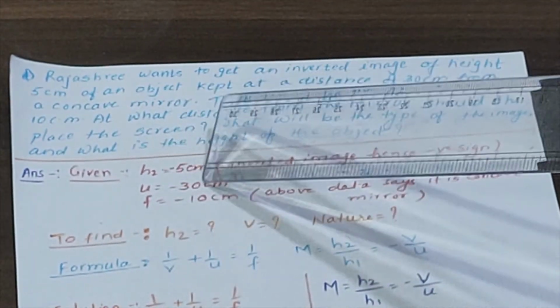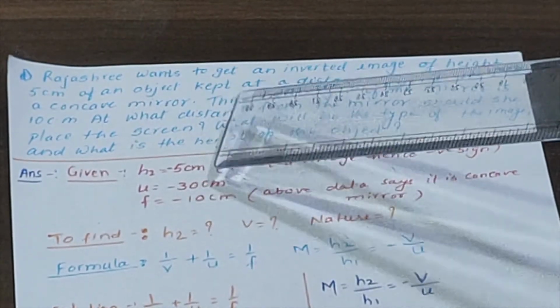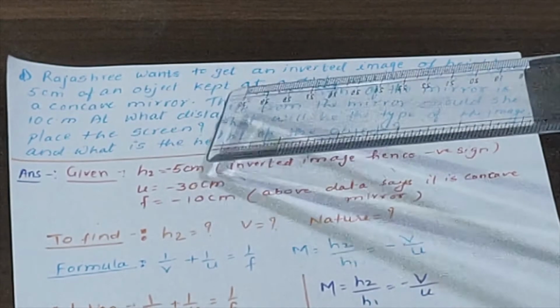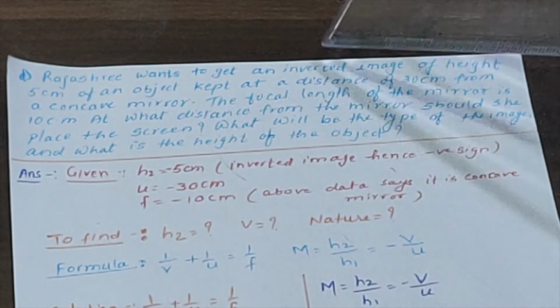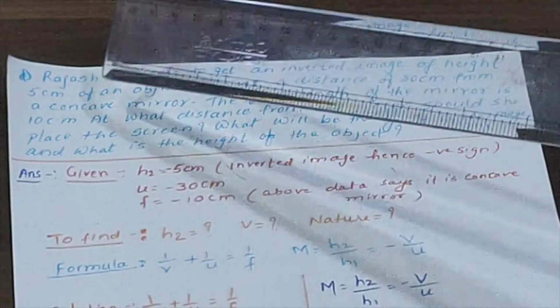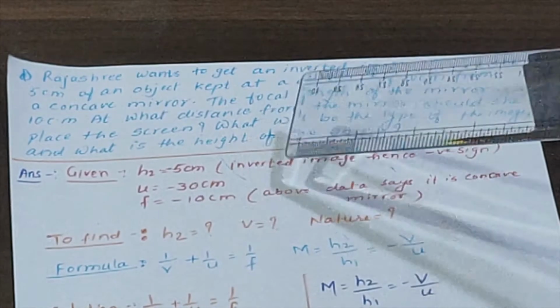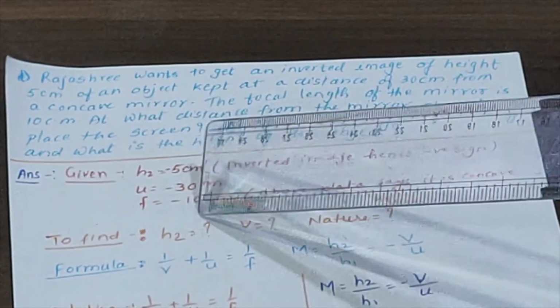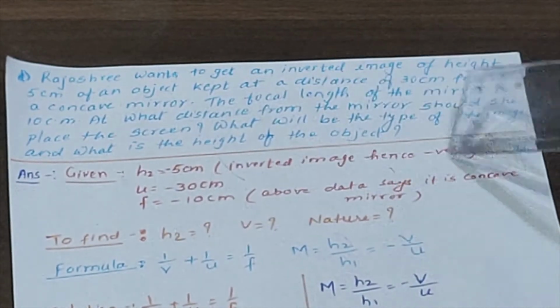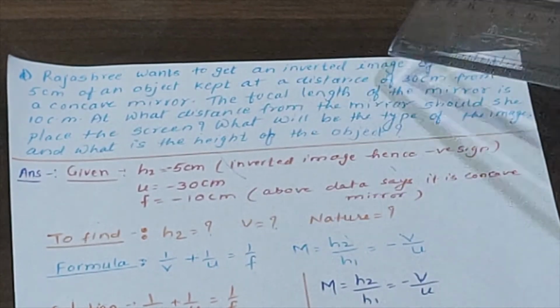So u is equal to 30 centimeters. Since u lies on the left hand side, that is in front of the mirror, u is always negative. We know the sign convention: -30 centimeter. The focal length of the mirror is 10 centimeter. This is a concave mirror, so the focal length will always be negative because it lies on the left hand side, which is nothing but the front of the mirror. So -10 centimeter.